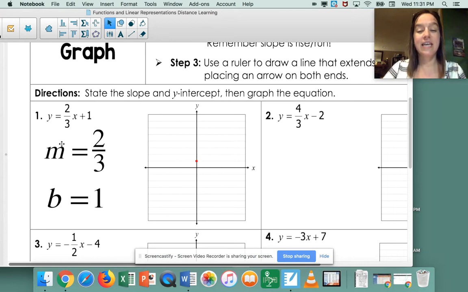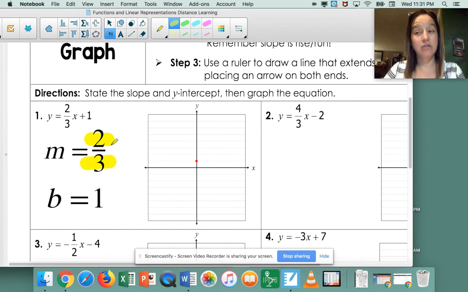Okay, so I plotted a point at (0, 1). Then I'm going to take my slope. My slope says 2/3. That means I'm going to go up 2, and then I go over 3. You notice that those are both positive. So because they're both positive, I'm going to go up 2, and then to the right 3, which for you guys is this way.